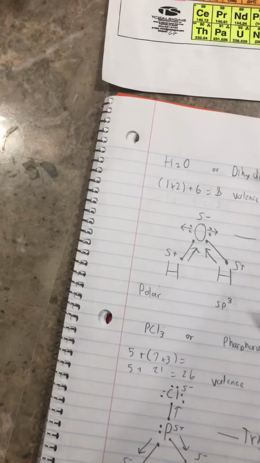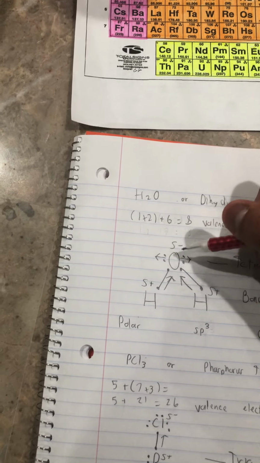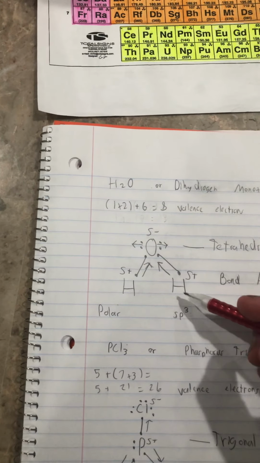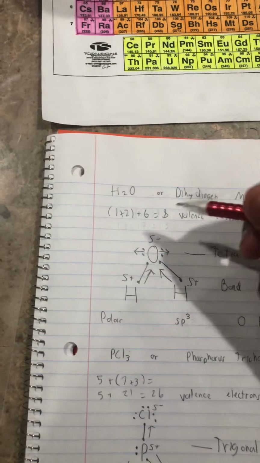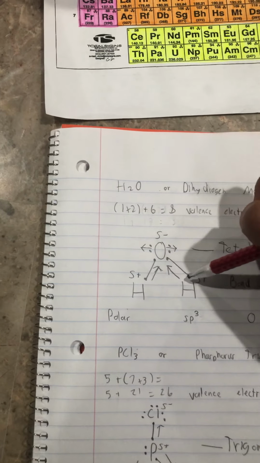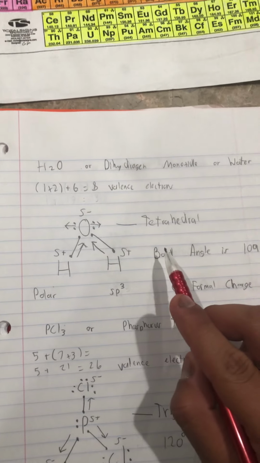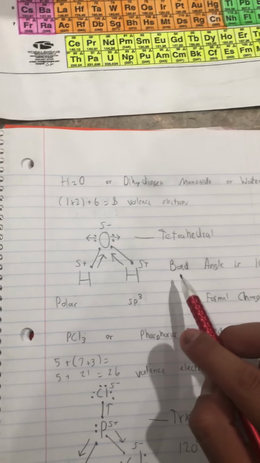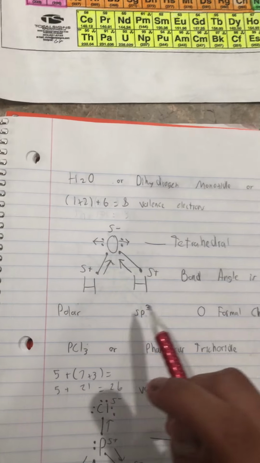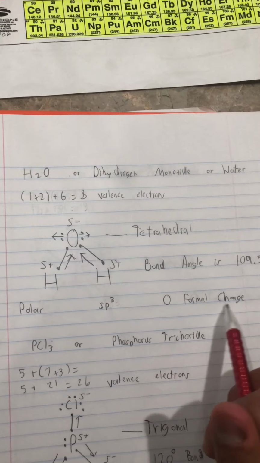Now for the Lewis dot structure, I put the O in the middle with a single bond extending to both hydrogens. So it would have 1, 2, 3, 4, 5, 6, 7, 8 valence electrons. This would also be tetrahedral. The bond angle is 109.5 degrees. It is a polar molecule. The hybridization for this is sp3, and it has a formal charge of 0.